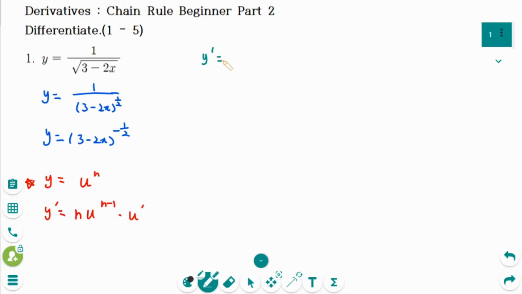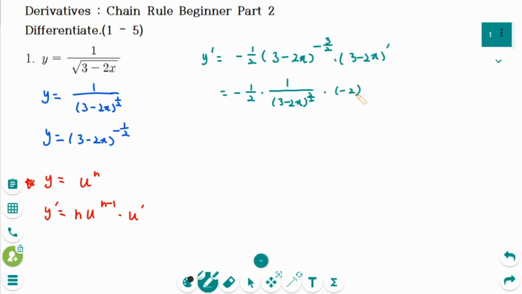Y prime equals minus 1 over 2 times (3 minus 2x) to the power of minus 3 over 2 times (3 minus 2x) prime. Then minus 1 over 2, 1 over (3 minus 2x) to the power of 3 over 2 times the derivative of 3 minus 2x, which equals minus 2. Then make positive, cancelled. So 1 over (3 minus 2x) to the power of 3 over 2.